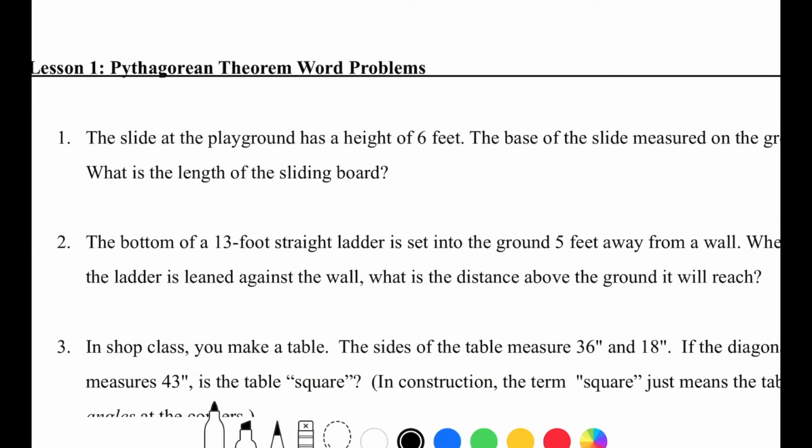Hey guys, so in this video I'm going over the Pythagorean theorem word problems. So we're going to be using this as we go into Unit 6, which is our trig unit. So what do I mean by the Pythagorean theorem?